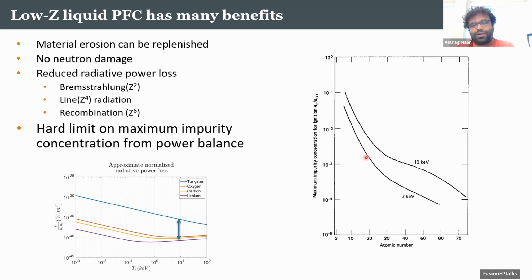And it can be shown, and indeed this has been shown. This is a plot straight out of Dolan's textbook. That as you reduce atomic number, the maximum allowable impurity concentration for ignition actually increases by orders of magnitude. So the core can tolerate much more lithium in it than it can tolerate tungsten, for example.